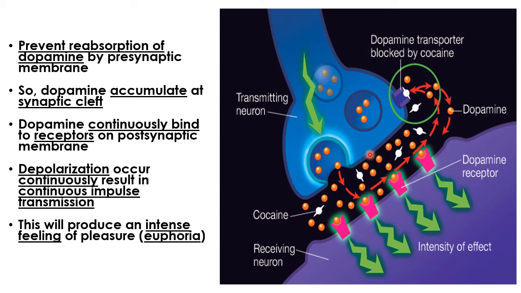When this happens, the dopamine stays inside the synaptic cleft. When the dopamine stays in the synaptic cleft, it will keep on binding to the dopamine receptor on the postsynaptic neuron. This will cause a continuous impulse transmission. The impulse will keep on being transmitted to the next neuron, and it will produce an intense feeling of pleasure, euphoria.